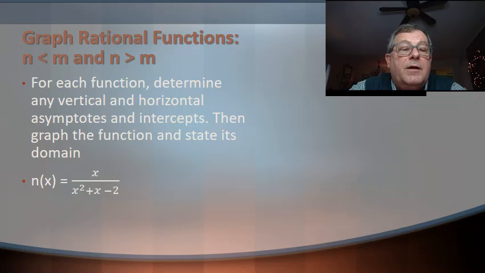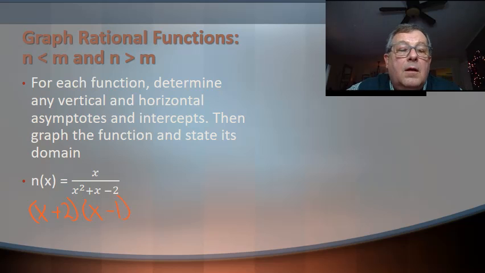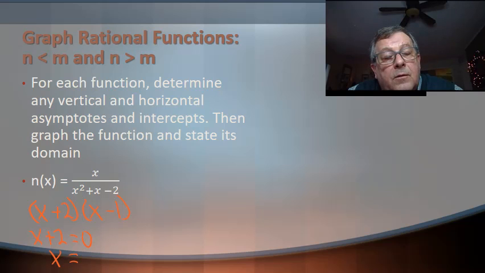So I've got a function here, n of x equals x over x squared plus x minus 2. And not much I can do with that numerator, but I can factor the denominator. And so I got x plus 2 times x minus 1. I believe if I FOIL that, I'm going to get x squared plus x minus 2. I'm going to set each one of these factors equal to 0. So I got x plus 2 equals 0, and x equaling negative 2.